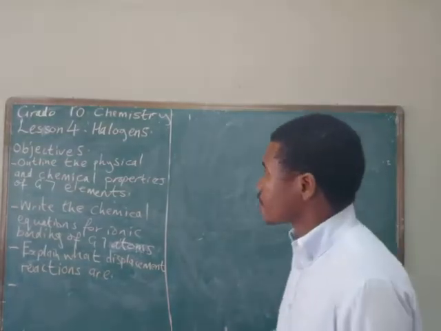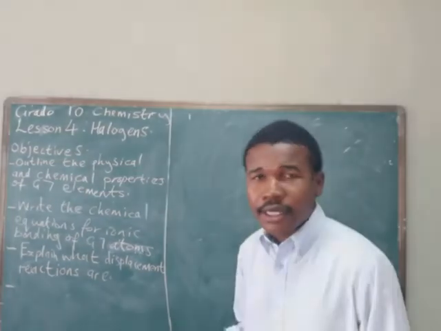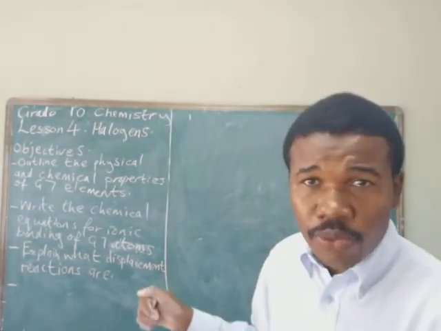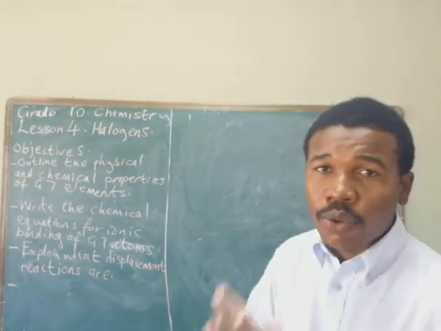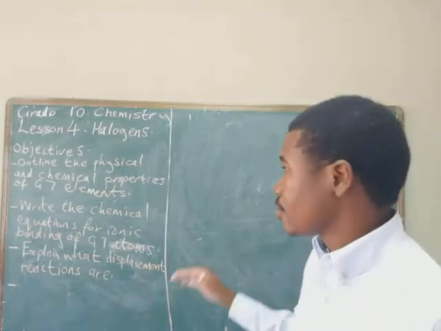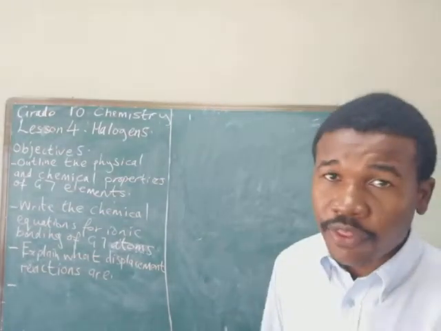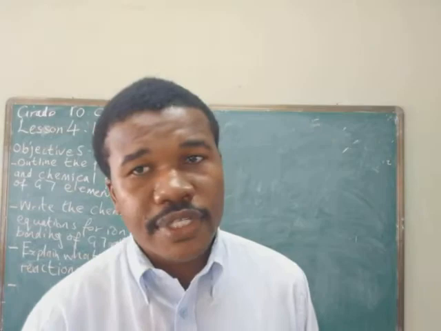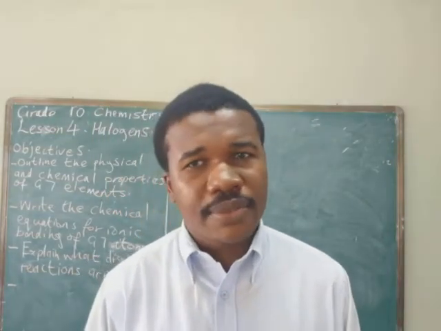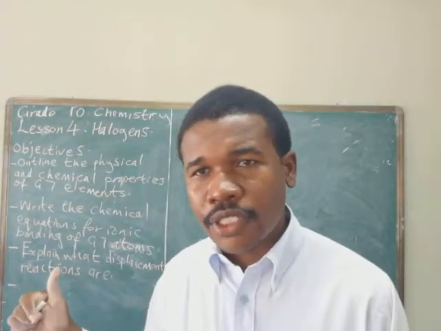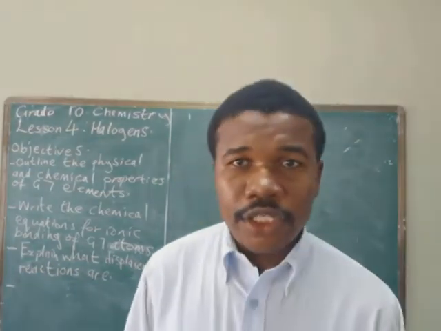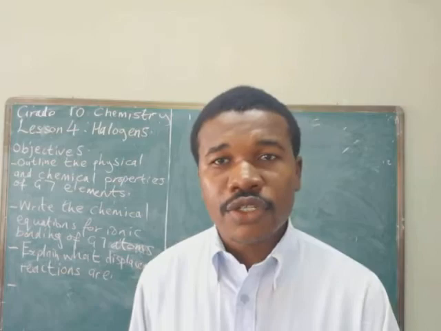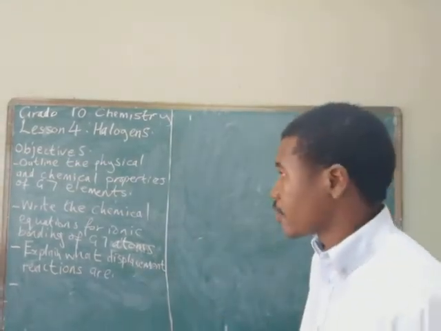So our objectives, again, I will highlight some physical and chemical properties, right? And then in this lesson, we'll want to write some chemical equations for the ionic bonding of group 7 elements, right? So we'll write bonding equations for ionic equations for group 1 and 7, group 2 and 7, just so we are familiarized with what those structures look like.